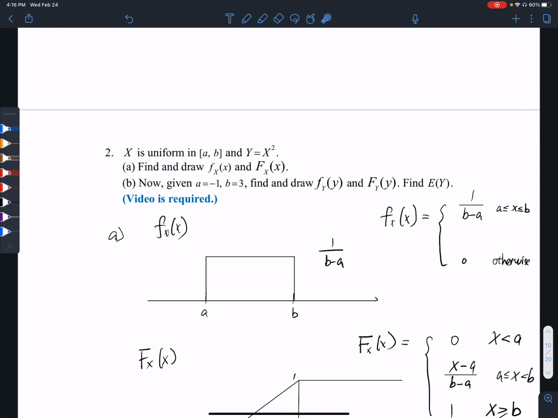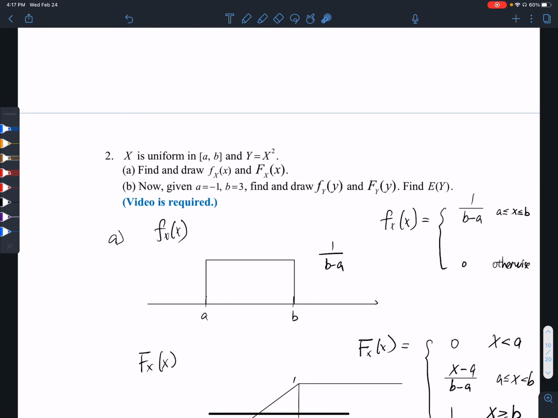Since it's uniform, for the density function the total area should be equal to 1. So the height here is equal to 1 over b minus a. So for f of x, we can easily find that when x belongs to a to b, f of x is equal to 1 over b minus a, and in other places it's just equal to 0.